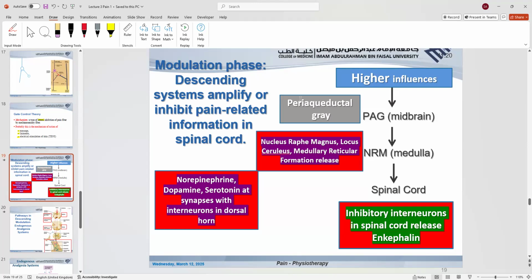So what I have just mentioned is that the periaqueductal gray matter stimulates certain areas in the medulla, and these areas in the medulla stimulate inhibitory interneurons in the spinal cord. These inhibitory interneurons that are present in the spinal cord release an opioid, which is called enkephalin. If you go to the next slide, please.